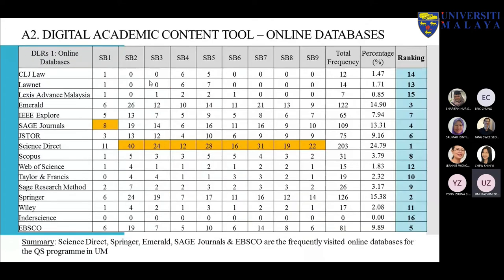And when we ask about the online databases, you can see most of the course groups referred to Science Direct, followed by Springer, Emerald, Sage Journals, and EBSCO, which are the frequently visited online databases for the QS program in University of Malaya. And again, I would like to highlight that this is because of the nature of the subject, because SB1 is focusing on measurement, whereby most of the students are grouped into several groups and they are doing drawings and so on, and it is a studio-based subject. So that's the reason why they are slightly different compared to the other course groups.